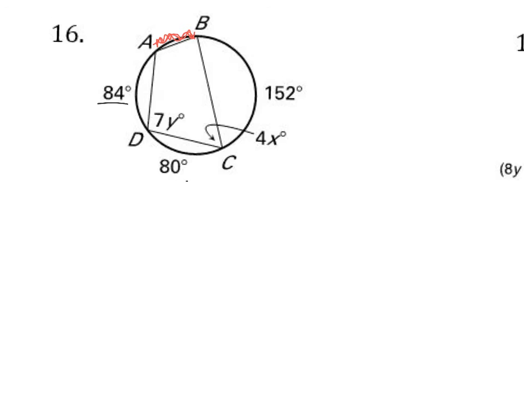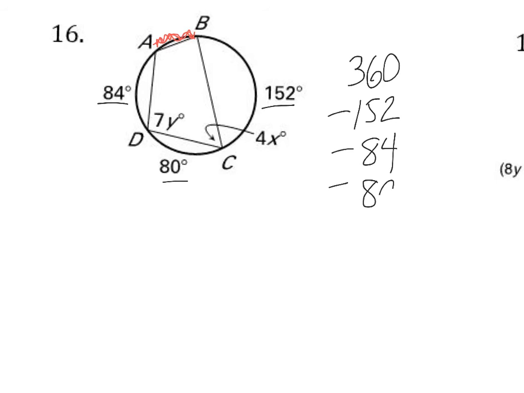So the arcs that I have, 84, 80, 152, I know all of them are going to add up to 360. So let's take out all the pieces I do have: the 152, the 84, and the 80, which is 44. So I know that this arc measure up here is 44.